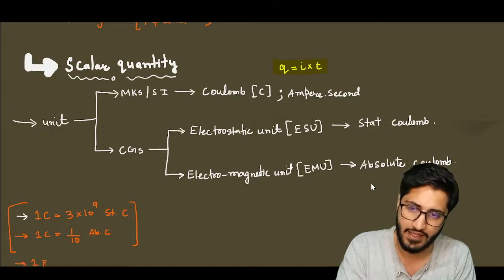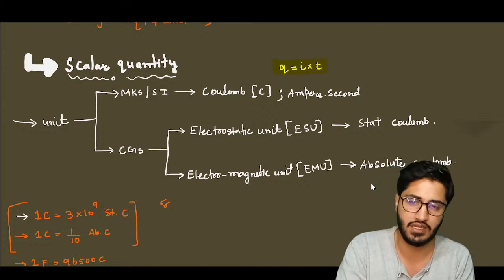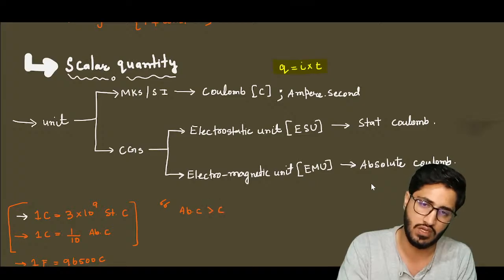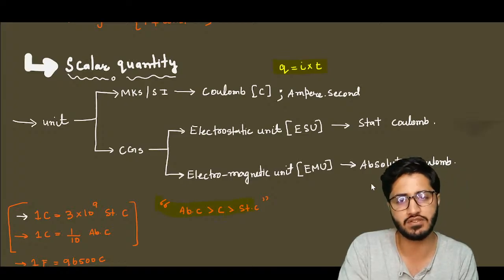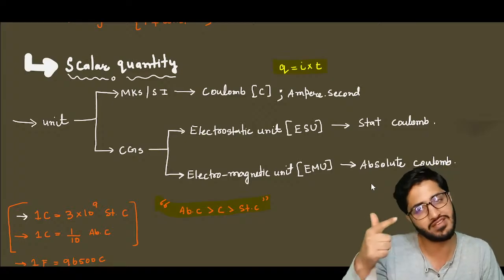Done. And 1 Faraday is equal to 96500 coulomb. So by these relations, we have the idea that absolute coulomb is more than stat coulomb. This relation tells you which quantity is big: first absolute coulomb, then coulomb, then stat coulomb.